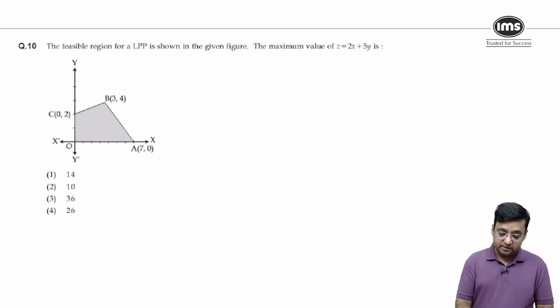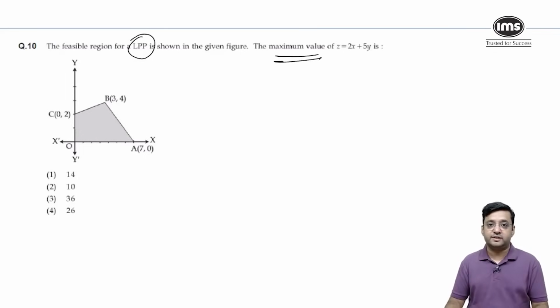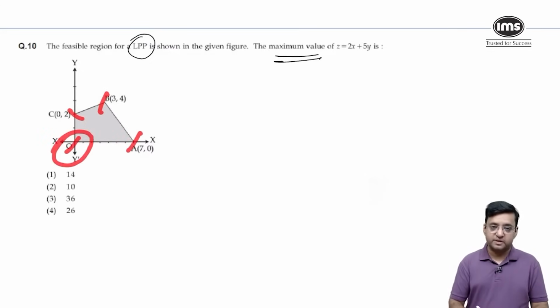Coming to this question, it is of LPP. What we need to find is the maximum value. How many points do we have in the closed feasible region? 1, 2, 3, 4. Now this will give me 0, 0. Of course, this is not going to give me a maximum value. So I will consider only 3 points.